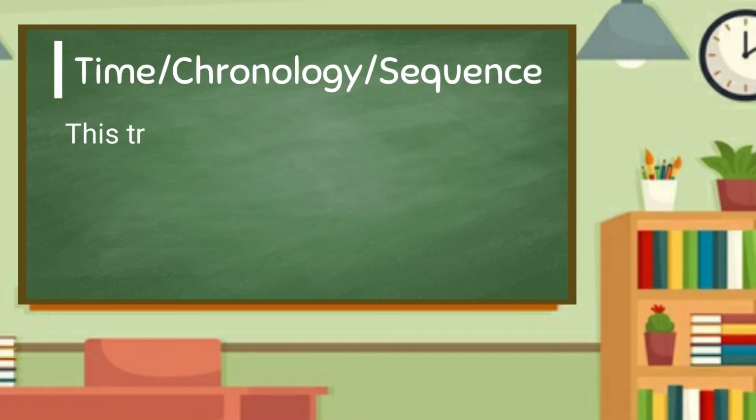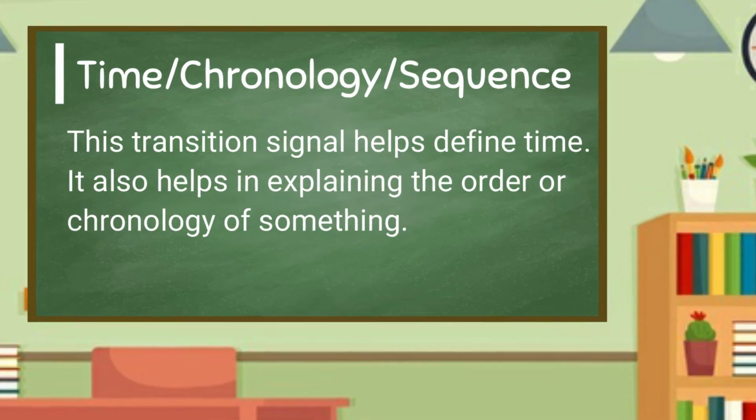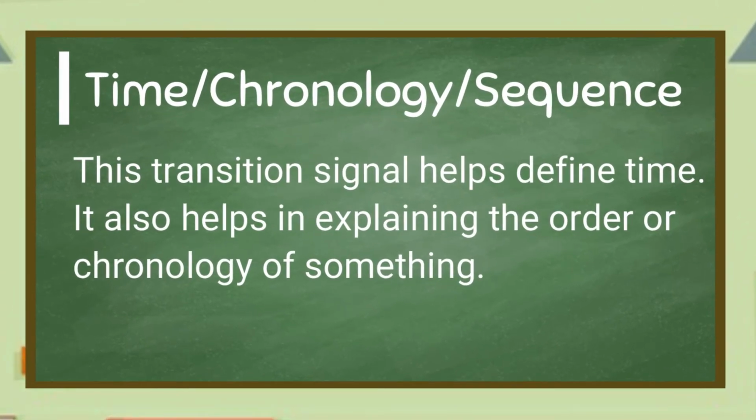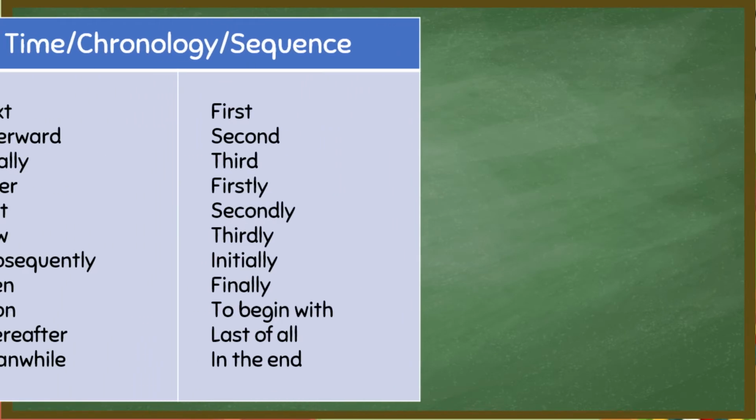The next type of transition signal is time, chronology, sequence. This transition signal helps define time. It also helps in explaining the order or chronology of something. The following are the transition signals for time, chronology, sequence.